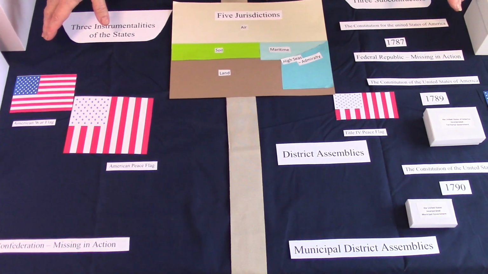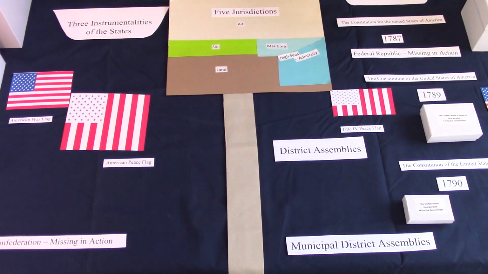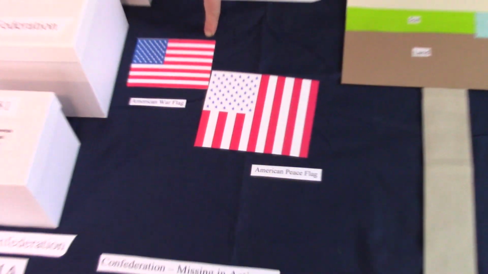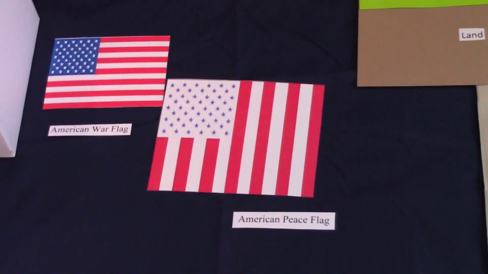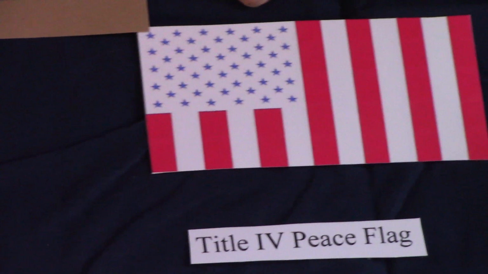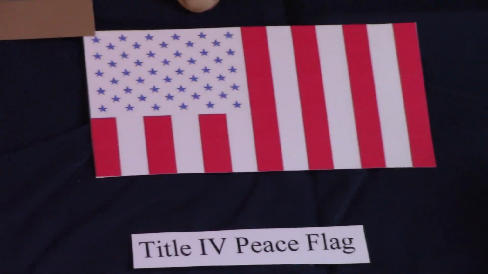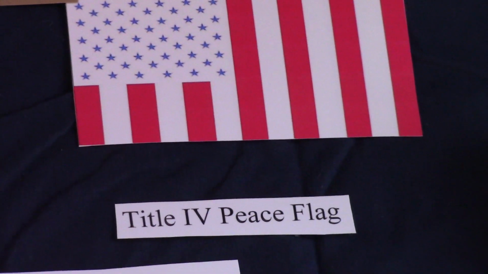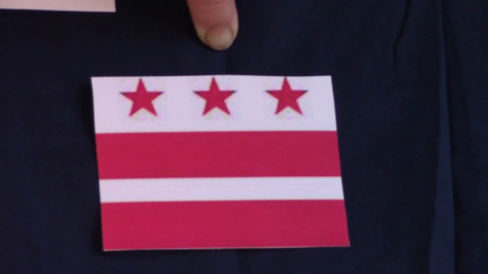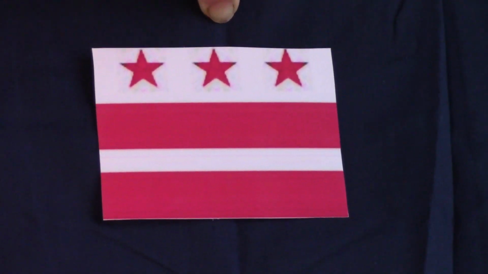The actual American flags that are flown by the Federation are thicker, like this, whereas the flags flown under Title IV by our subcontractors are much more elongated and rectangular, like this. And this over here is the municipal flag of the city of Washington, D.C.